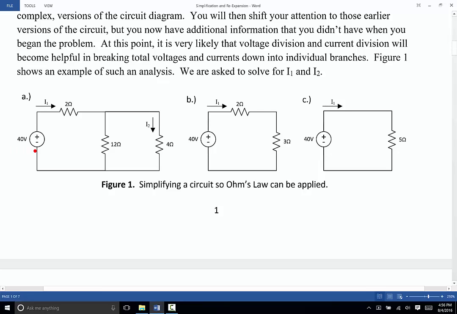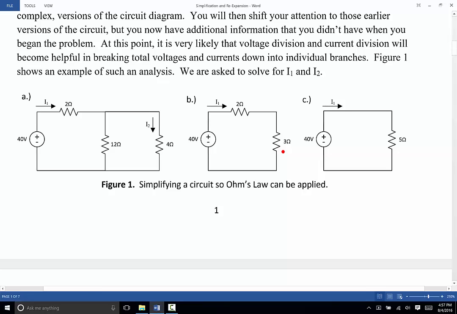Then divide the voltage source by that total resistance, and that will give us the current, the I1 that we're looking for. So what can we do first? Well, the very first thing we can do is combine these two resistors in parallel. So 12 in parallel with 4, that's going to be 12 times 4, 48, divided by 12 plus 4, 16. 48 divided by 16 gives us 3.